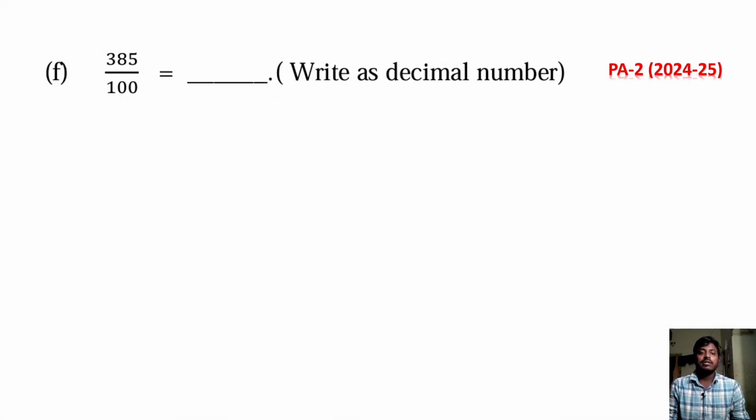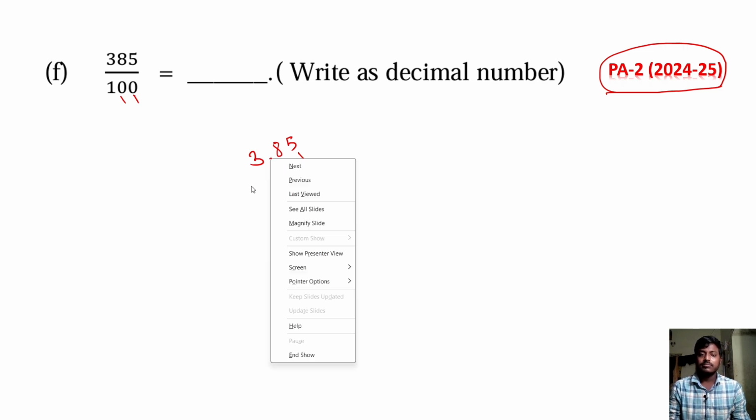Next question. 385 divided by 100. How to write? This is the PA2 2024-25 Odisha zone question paper. How to solve? For this type of question, first of all check how many zeros there are. There are 2 zeros. If there are 2 zeros, simply write down the number, that is 385, and put the decimal after 2 digits, that is 1 digit, 2 digit, then decimal.